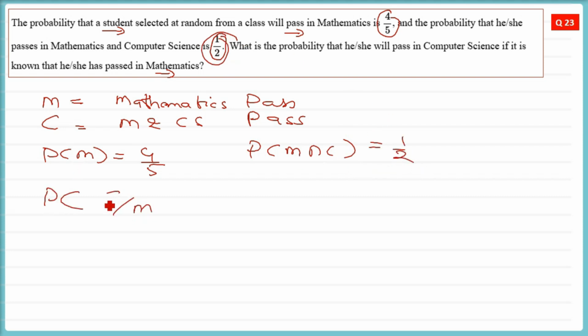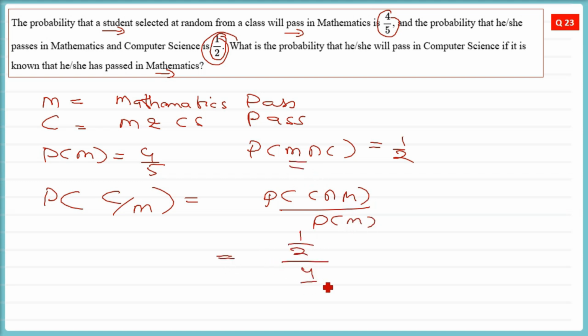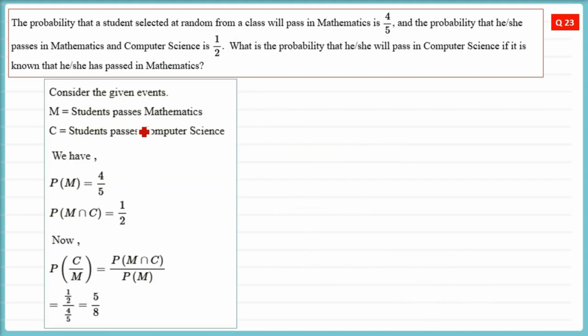So probability of mathematics is known. What is the computer science formula? So it is P of C given M, which is P of C intersection M divided by P of M. C intersection M is half divided by 4 by 5. Let me just check. C is only the computer science, okay? So I'm changing my statement now. So the final answer is 5 by 8. Let me show you also. M is mathematics and C is computer science.